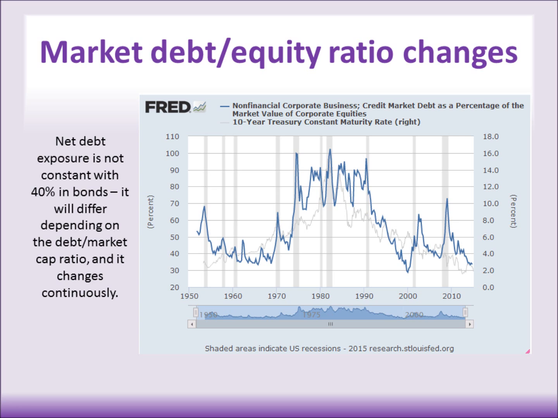It depends on the value of equities and the amount of debt outstanding, and it changes over time, and this graph shows what it looks like. There have been times when the debt to equity ratio has been as high as 90%. Right now, it's at about 40%.